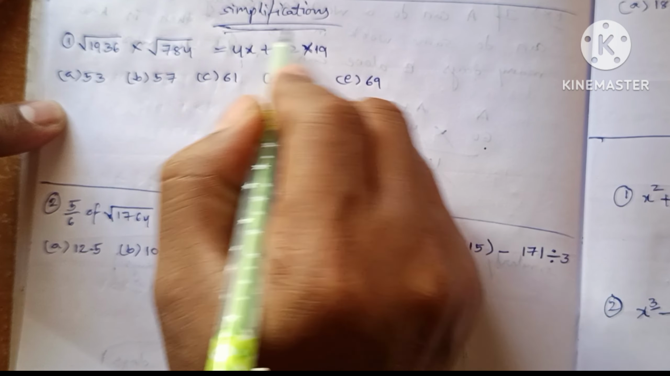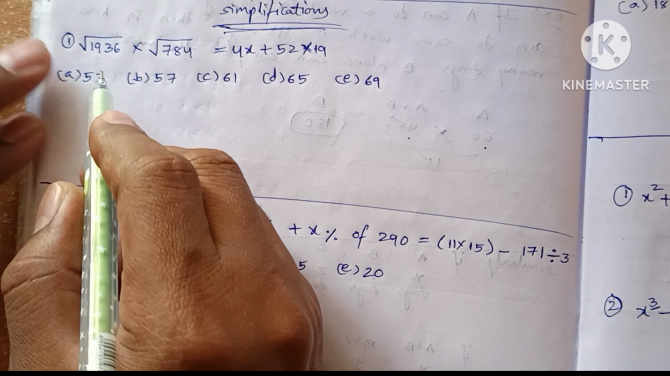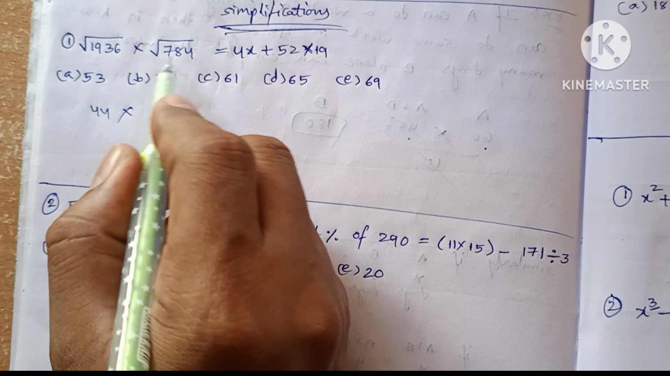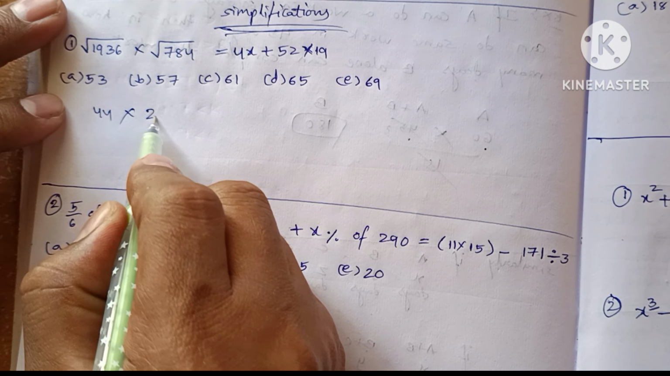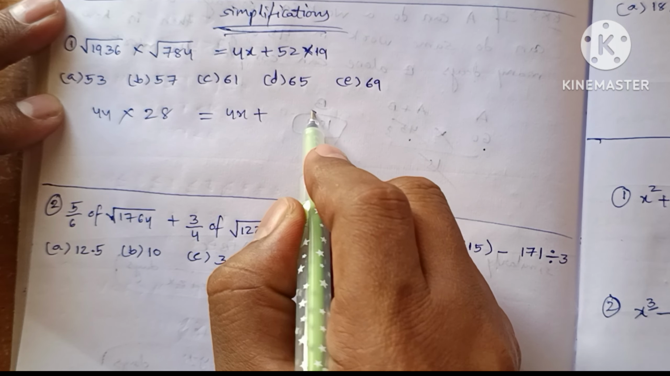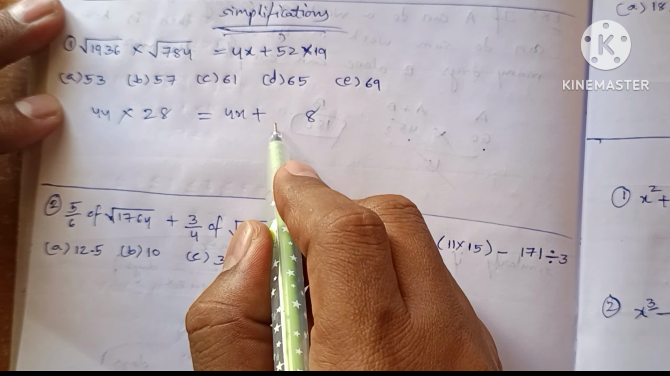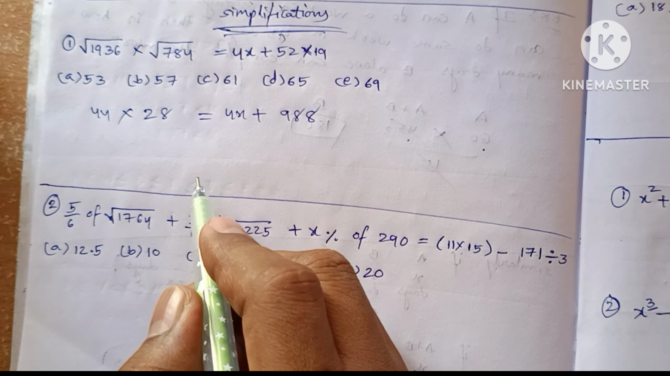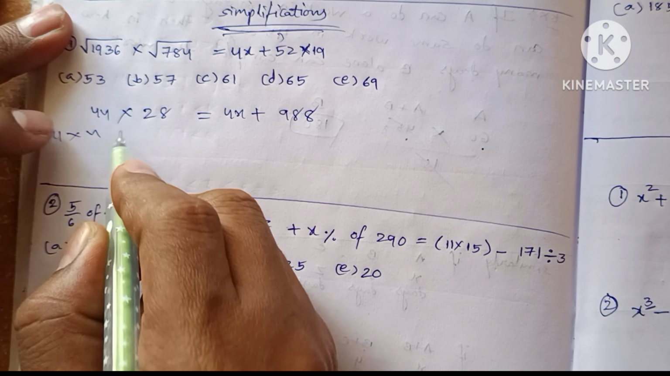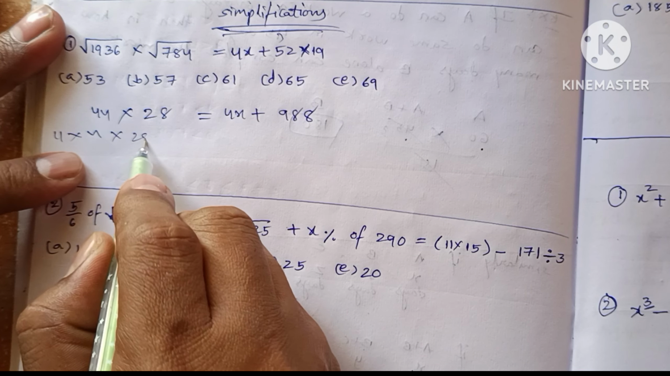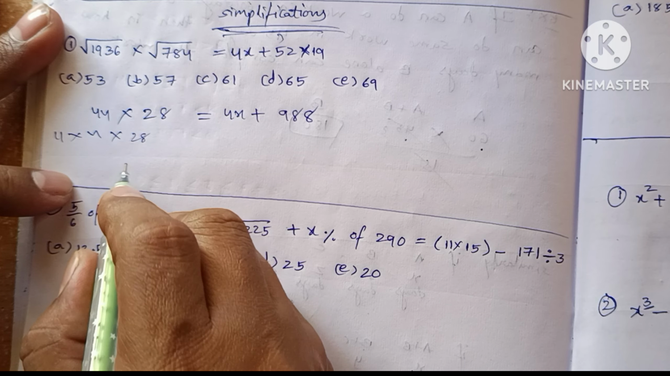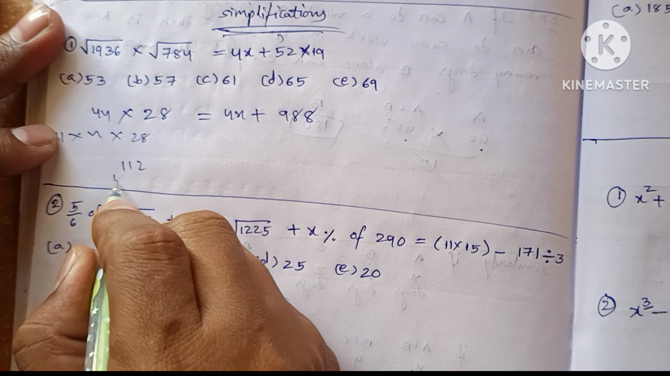Now we are going to see simplifications. Question number 1. 1936, which is 16, 17, 18, 19. This is 44 into 784, which is 28, plus 4x plus this is 19. 2 times is 38 and 95 plus 3, 98. Okay. Now how to calculate this is 4 into 11 into 28. 28 2 times is 56. 56 2 times is 112.